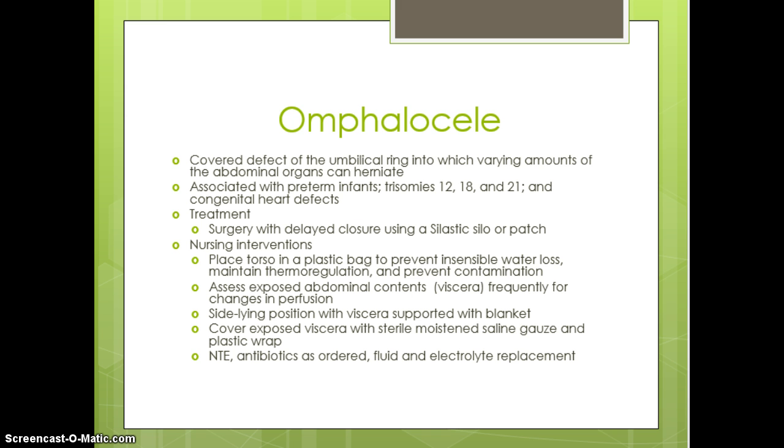A side lying position is good, especially if you have a large amount of contents outside of the abdominal wall, and then just laying a baby blanket underneath them to keep it supported and kind of at the same level as the baby. We will cover that in a sterile, moistened saline gauze as well, and then wrap that up with the plastic wrap. We'll probably have to end up using nitrous oxide once again to prevent pulmonary hypertension and vasodilation. We'll also use antibiotics, and then always paying attention to our fluid and electrolyte imbalance because dehydration from insensible water loss can be common.